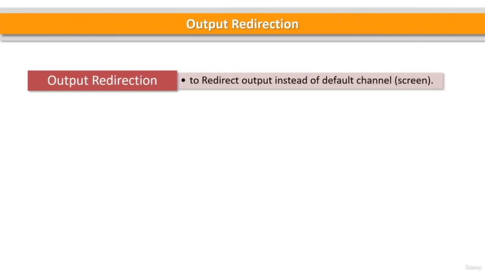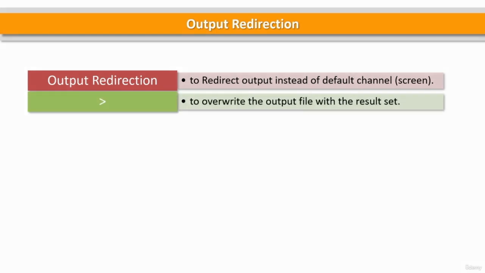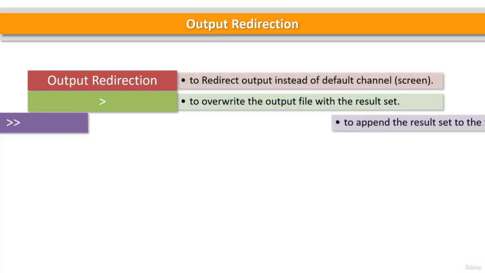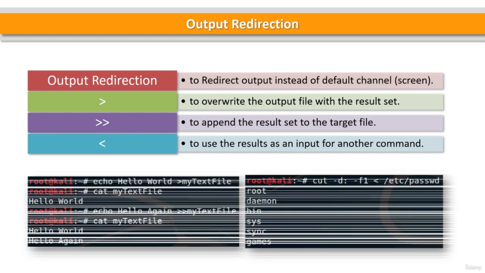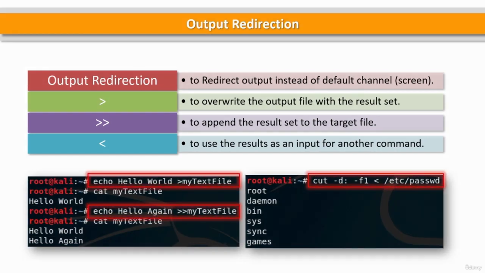So redirection is a feature in Linux so that when executing a command, you can change the standard input-output devices. The standard input device, of course, is a keyboard, and the standard output device is the screen. But check this out. A single greater than symbol is used to overwrite the output file with the result set. The double greater than symbol is used to append the result set to the target file. The single less than symbol is used to pass a file as input for a command.